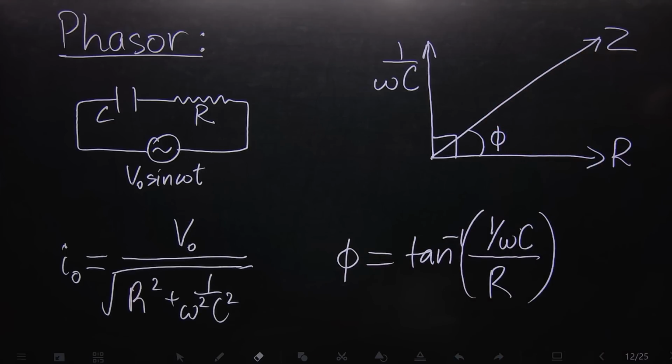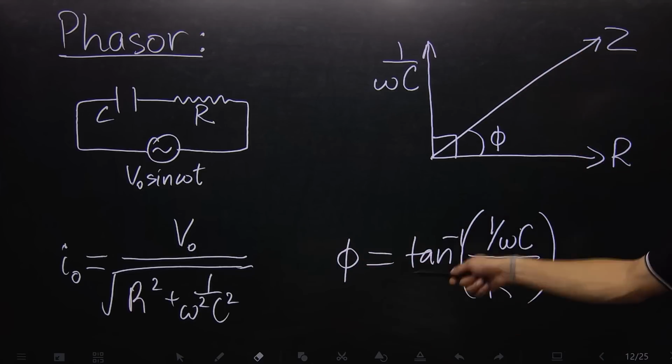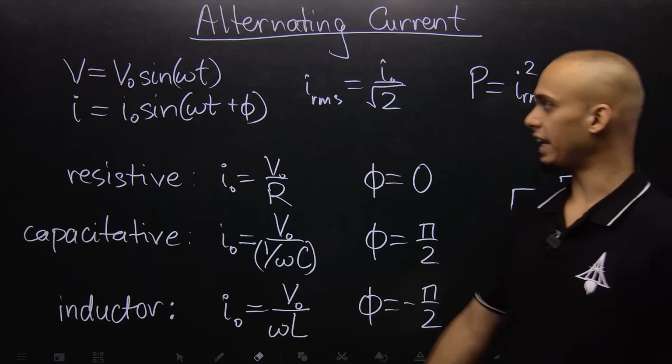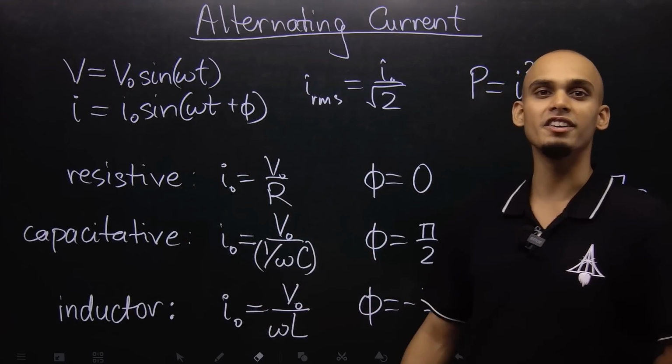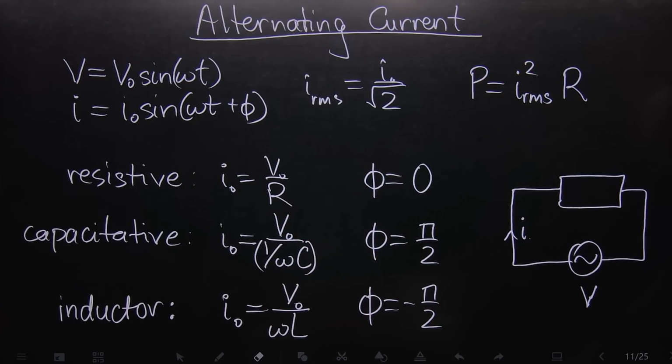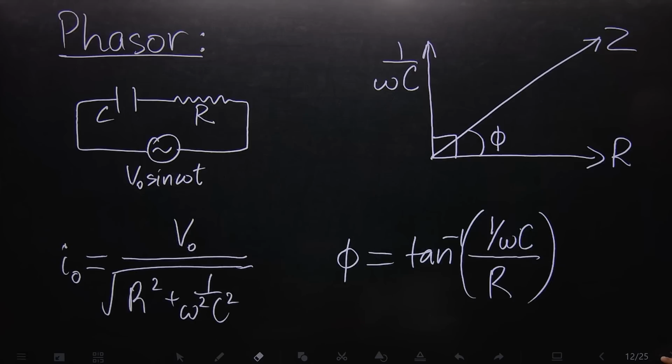So by vector addition, we can get the amplitude of current and the phase also, and then writing current as I naught sine omega t plus phi, we'll be able to exactly write down the current flowing in the circuit at any point in time.